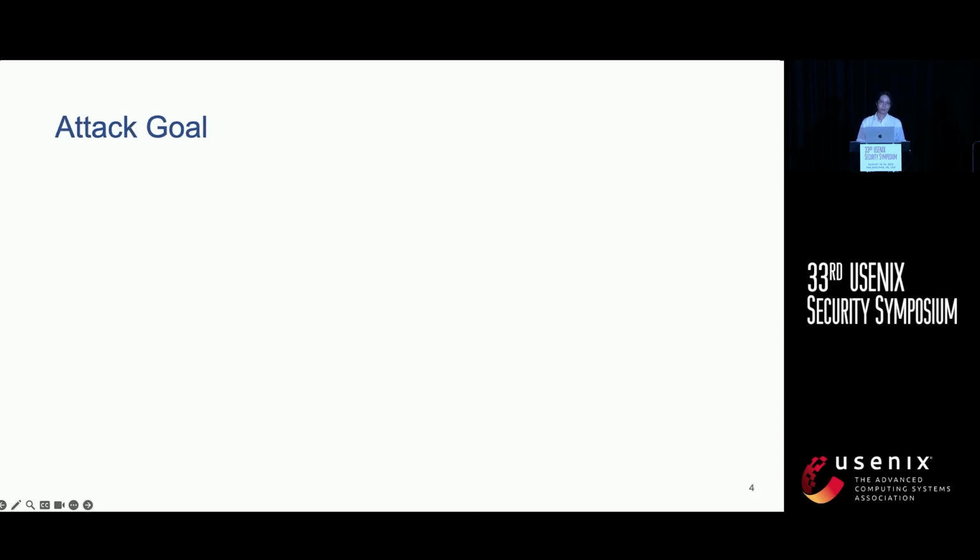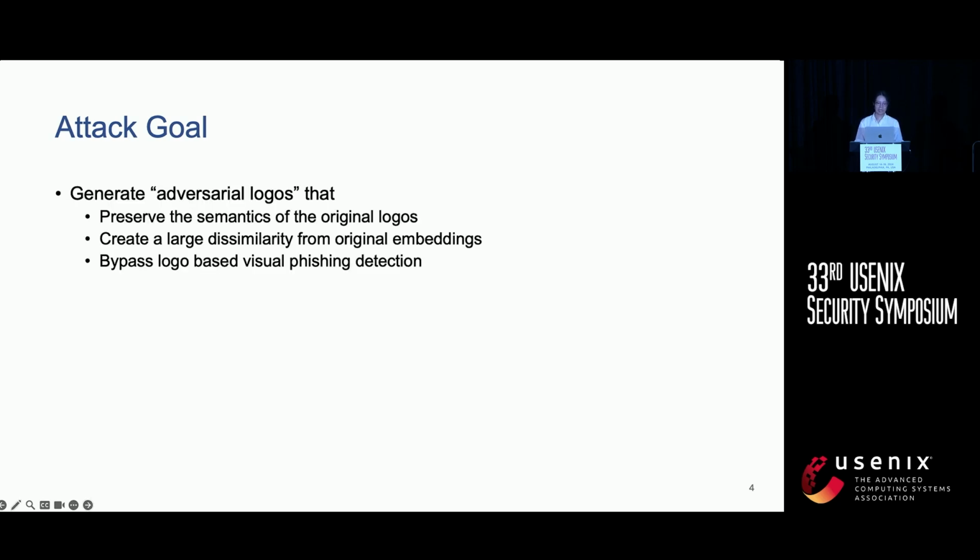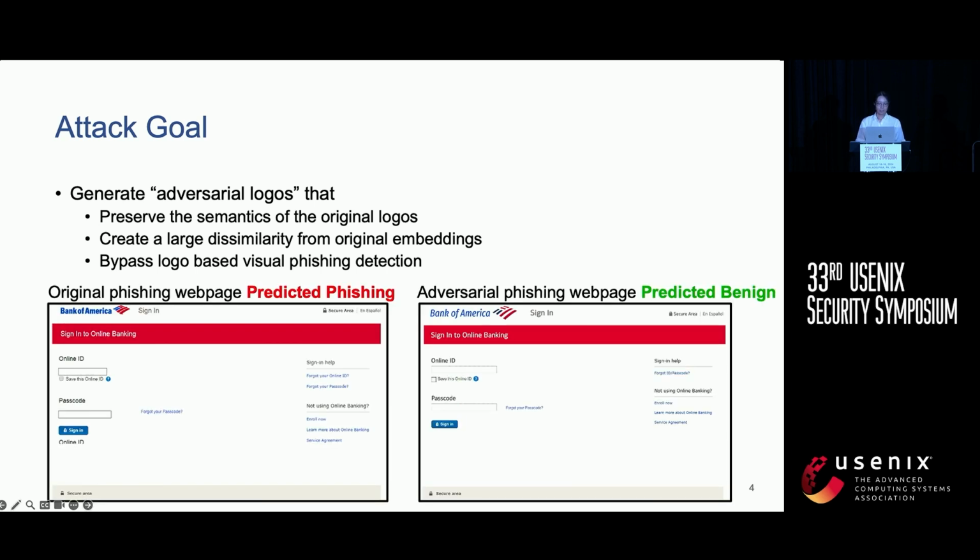In our paper, we explore the robustness of such logo-based phishing detectors. The goal of our attack is to generate adversarial logos that look similar to the original logos, but have a large distance in the embedding space and pass the visual phishing detector. Here is an example of the original phishing website that is classified as phishing by the detector. However, if we put the adversarial logo on the web page, it will be classified as benign because the logo has a low embedding similarity.